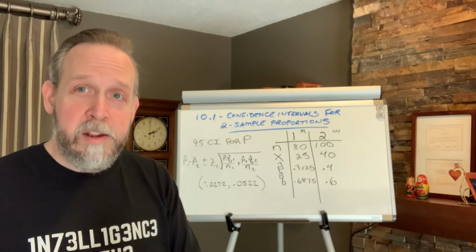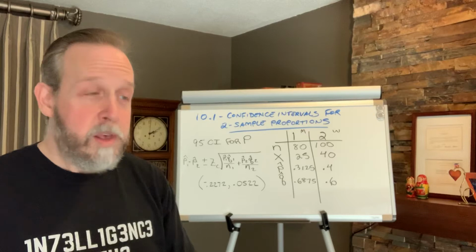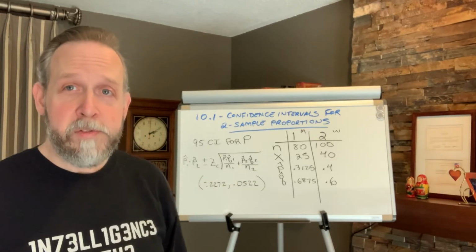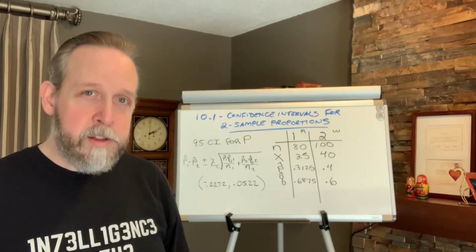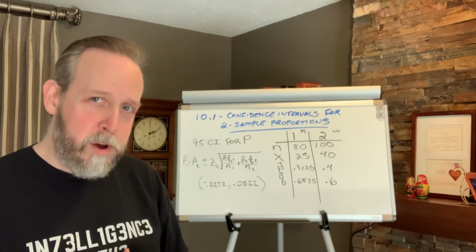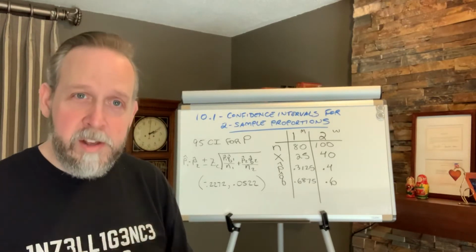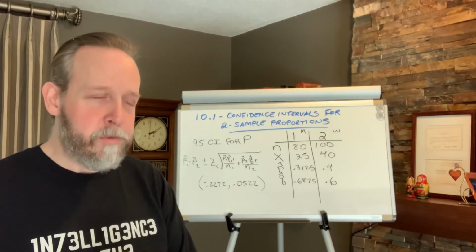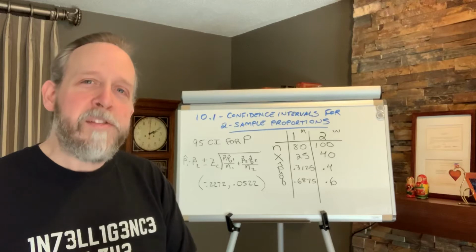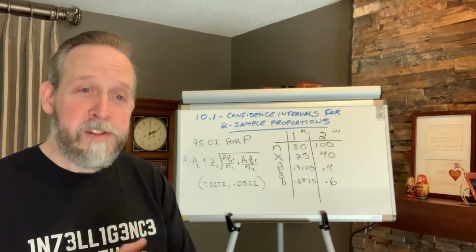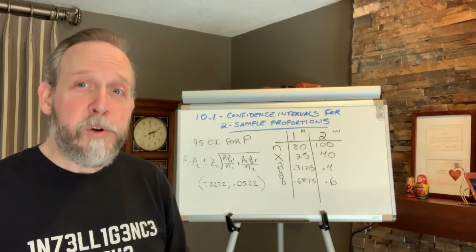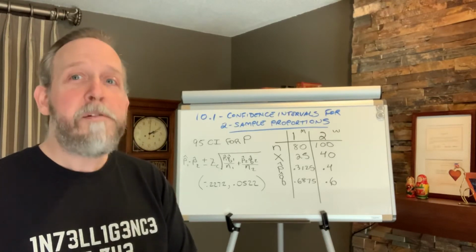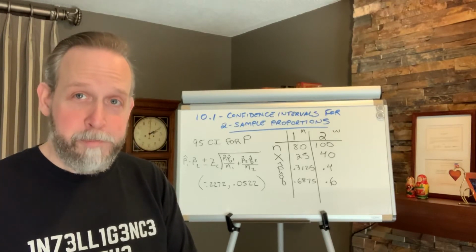0 is in that interval. It spans a negative difference to a positive difference. That tells us that there's a 95% chance, if you want, or we're 95% confident, that 0 difference is contained within that interval. That means that our confidence interval is helping to see that there is no significant difference between those two populations based on our sample data.